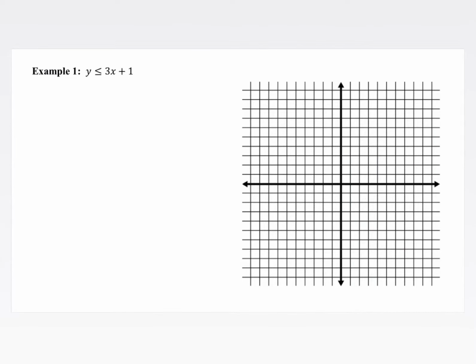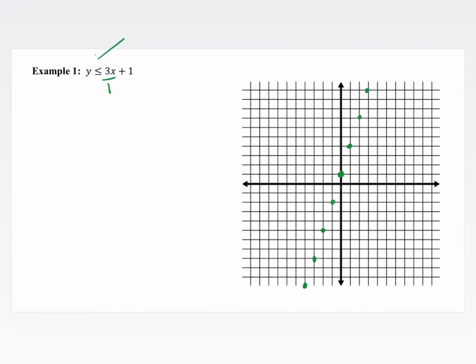So in our first example here, we have y is less than or equal to 3x plus 1. This is already in slope-intercept form, so we can just graph it as is. We're going to find our y-intercept, which is positive 1. Our slope is 3 over 1, so we're going to rise 3 over 1, rise 3 over 1, rise 3 over 1. And we can also fall 3 and go to the left 1 if we want to extend it in the opposite direction.